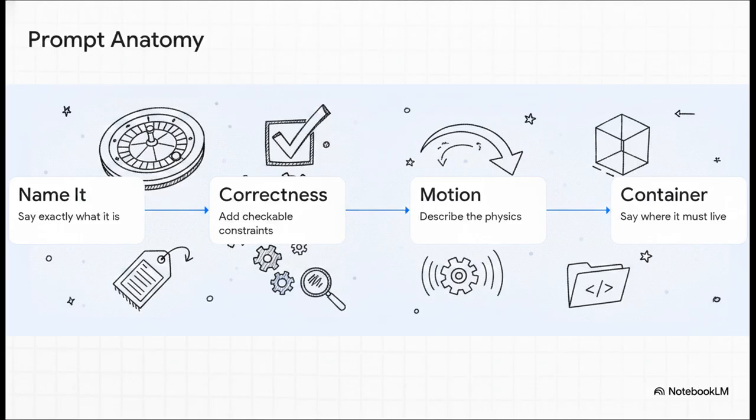Step 1, name it specifically. Don't just say casino game, say European Roulette Wheel. Step 2, correctness. Add checkable constraints, like all 37 pockets in the correct order. Step 3, motion. Describe the physics, like ball spirals inward or fully playable. And finally, step 4, container. Dictate exactly where it must live, like in a single HTML file or in Blender. If you hit these 4 beats, your success rate is going to absolutely skyrocket.